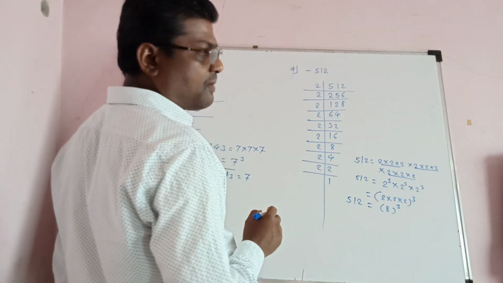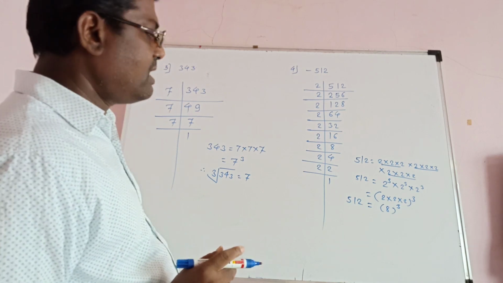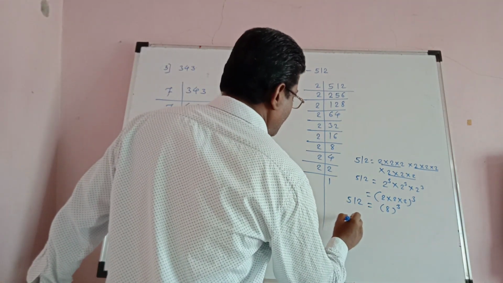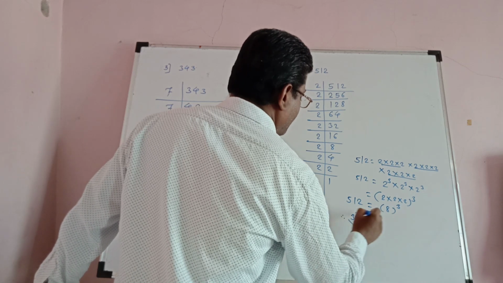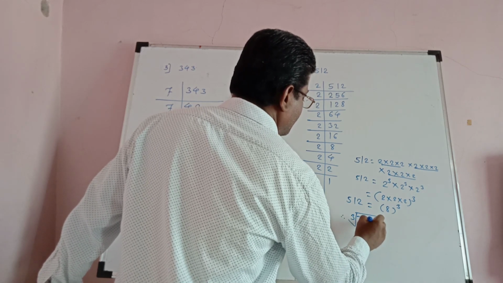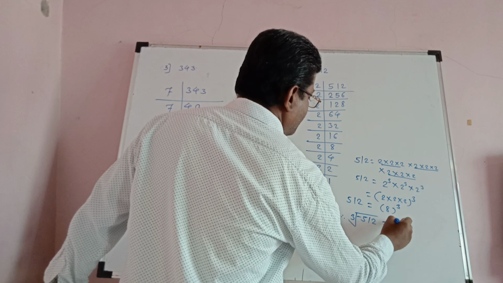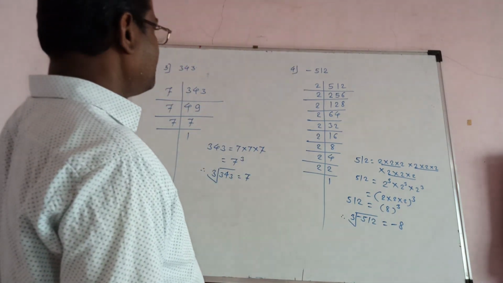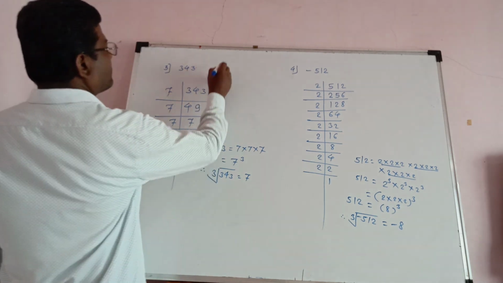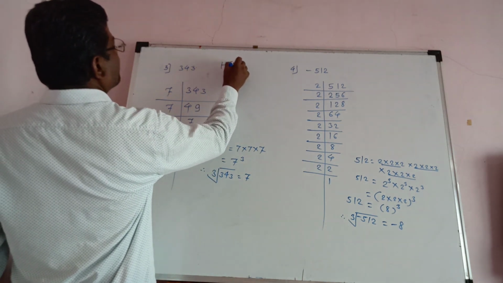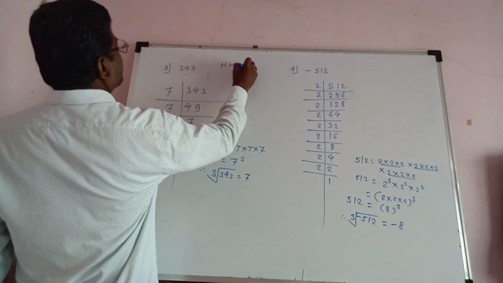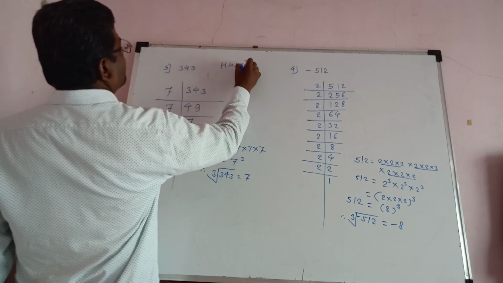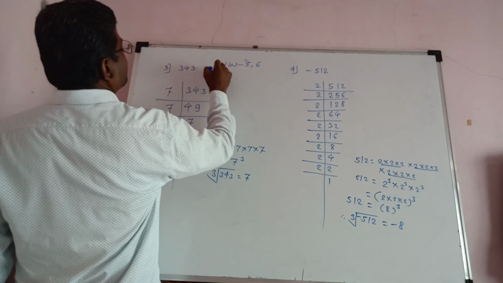So cube root of 512 is 8. Therefore cube root of minus 512 will be minus 8. Now homework for you. Homework is example number 5 and 6.